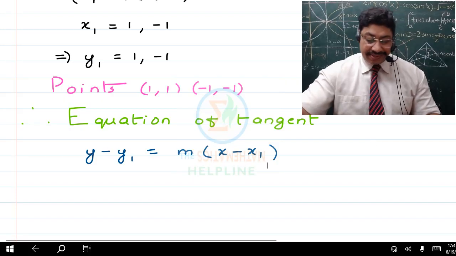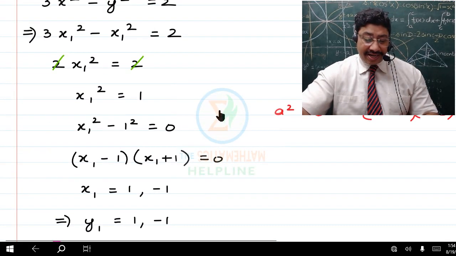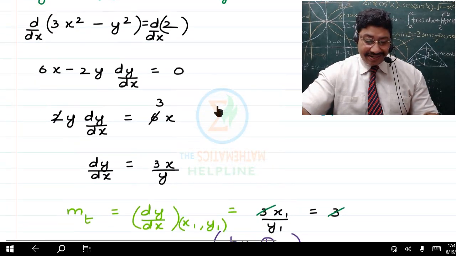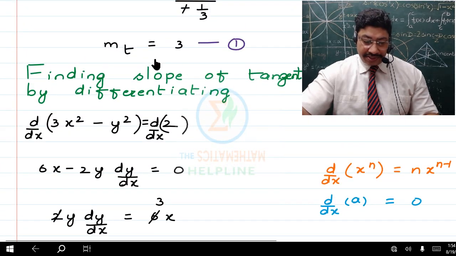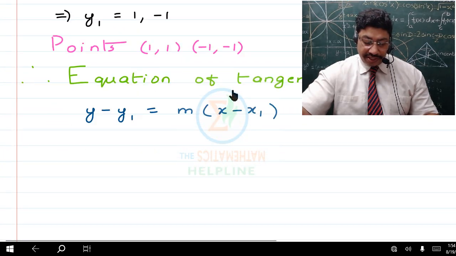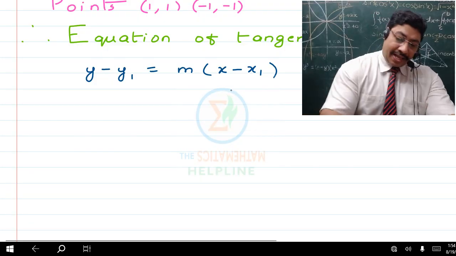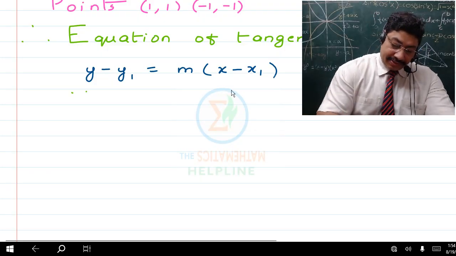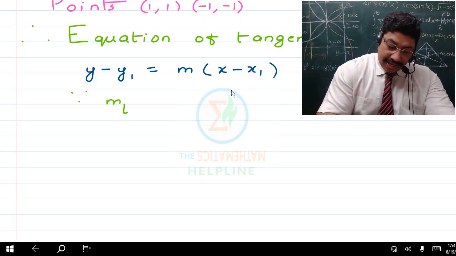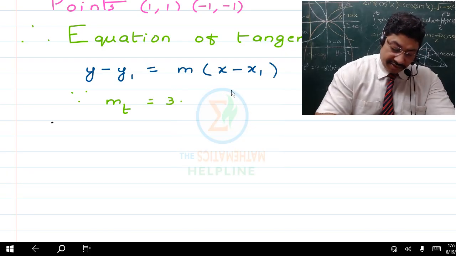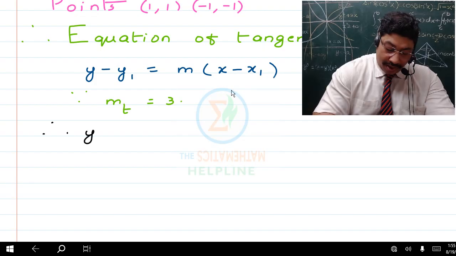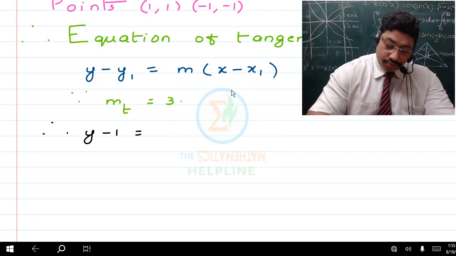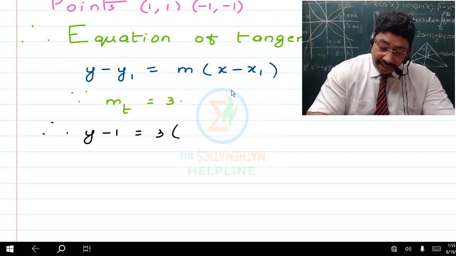And here, children, you already know the slope of the tangent, that is mt, and if I remember correctly, it's 3, right? So mt is 3, children, and that is what you will keep here in place of m. Since mt is equal to 3, you will have the first line to be y minus 1 is equal to 3 times (x minus 1), right?